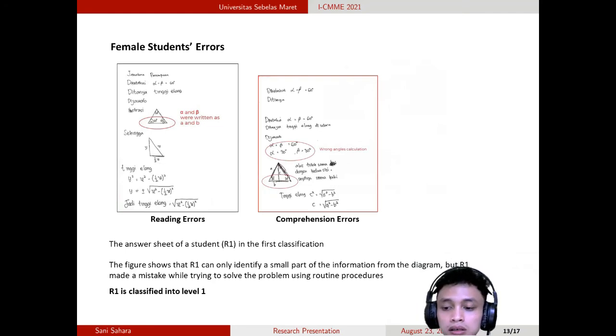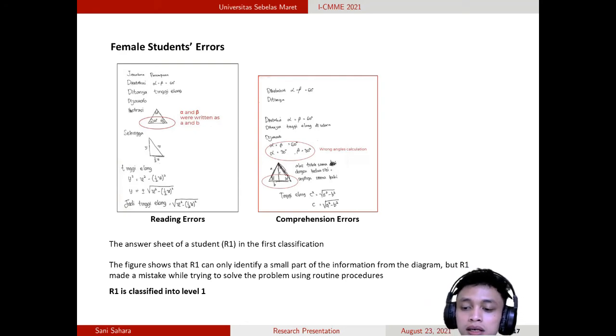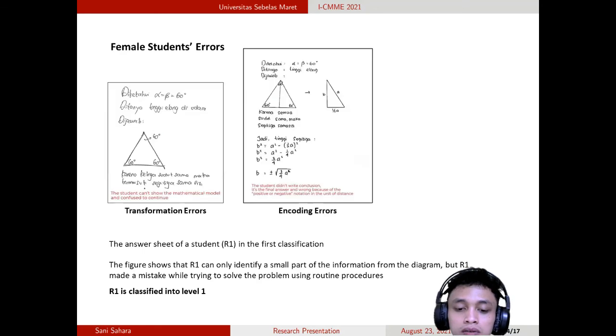Still from the result, we go to the female students. We got the female student errors. There are two types on this topic: the first is reading error and the second is comprehension error. The answer set of the first student, or R1, from the first classification shows that R1 can only identify a small part of the information from the diagram. But R1 made a mistake while trying to solve the problem using routine procedures. So R1 is classified into level 1.